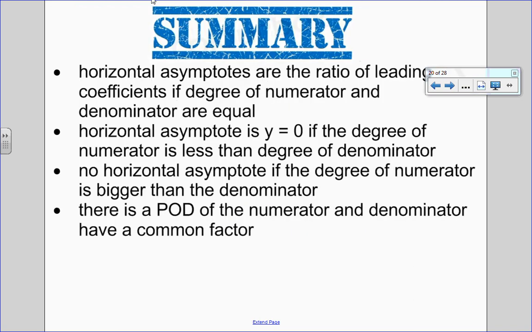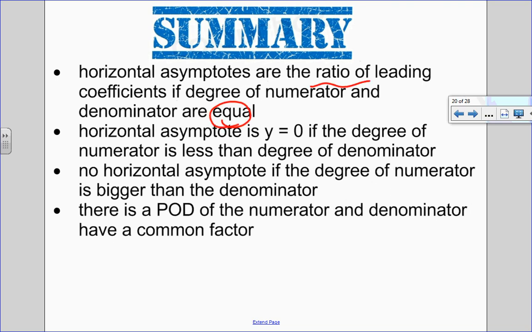Okay, to summarize, for horizontal asymptotes: the ratio of the leading coefficients if the degrees are equal. The horizontal asymptote is 0 if the degree of the numerator is less than the degree of the denominator. And then the new one, there is no horizontal asymptote if the degree of the numerator is bigger than the degree of the denominator. If there is a point of discontinuity, that means that the numerator and denominator have a common factor.